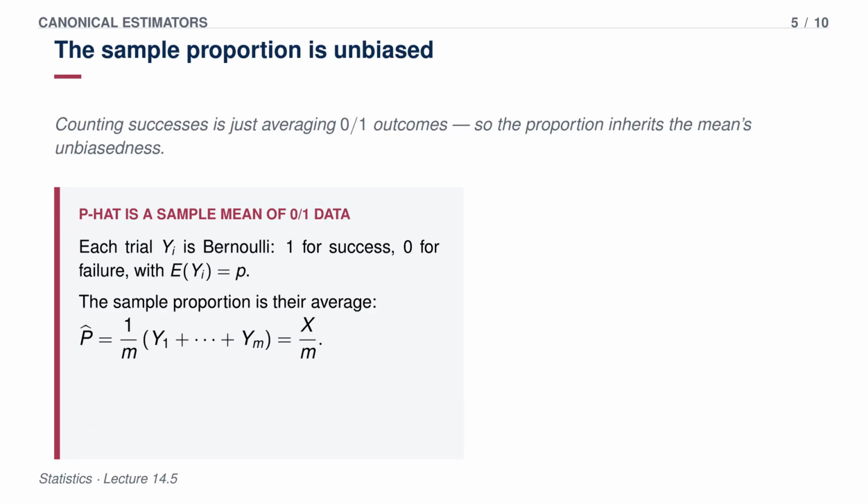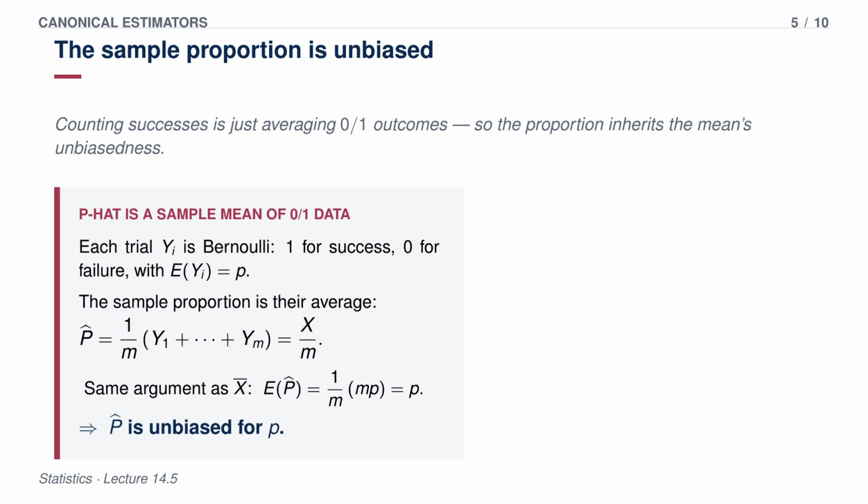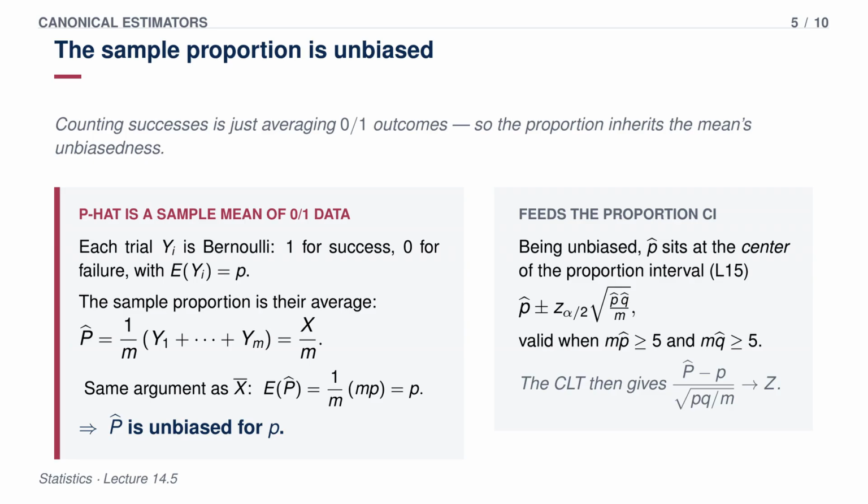The sample proportion comes along almost for free, doesn't it? Basically, yes, because a proportion is secretly a mean. Code each trial as 1 for success, 0 for failure, Bernoulli. The expected value of each is p. And the sample proportion, p hat, is just the average of those zeros and ones. So it's the exact same argument as x bar. E of p hat is 1 over m times m p, which is p, unbiased. And this is why p hat sits at the center of that proportion confidence interval from lecture 15.